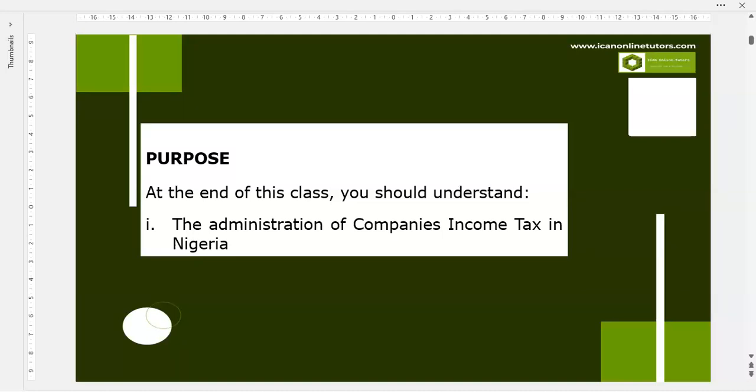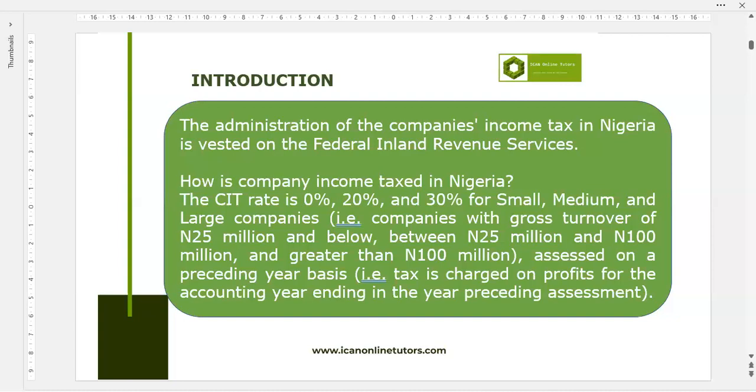So at the end of this class, you should understand the administration of companies income tax in Nigeria, the procedure for objection and appeal, as well as the procedure for obtaining your tax clearance certificate. We also, if time permits, should discuss a decided case between some companies and the FIRS as regards tax clearance certificates.